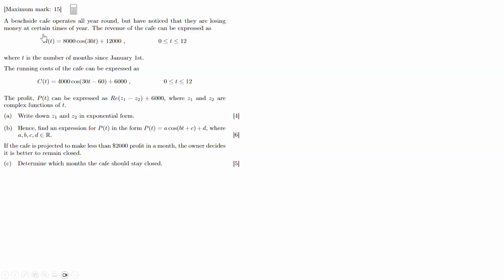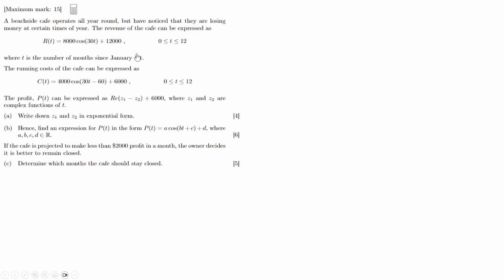So this one says a beachside cafe operates all year round, but they've noticed that they're losing money at certain times of year. And they've said that the revenue of the cafe can be expressed as this: R for revenue. R of t equals 8,000 times the cosine of 30t plus 12,000, where t is greater than or equal to 0 and less than or equal to 12.